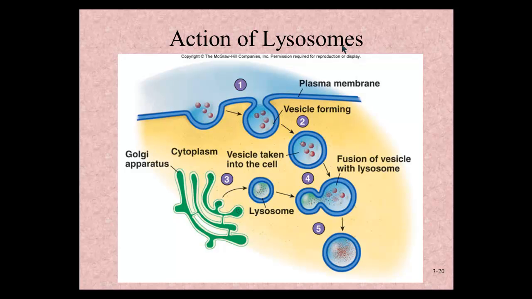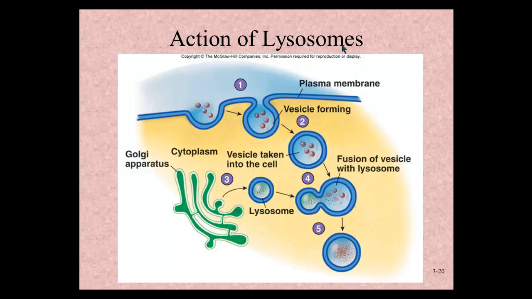Your textbook shows that very well on page 70, shows how we have lysosomes being produced by the Golgi apparatus as it packages its proteins that it reassembled into these vesicles. So page 70 has some nice pictures in your textbook showing lysosomes.